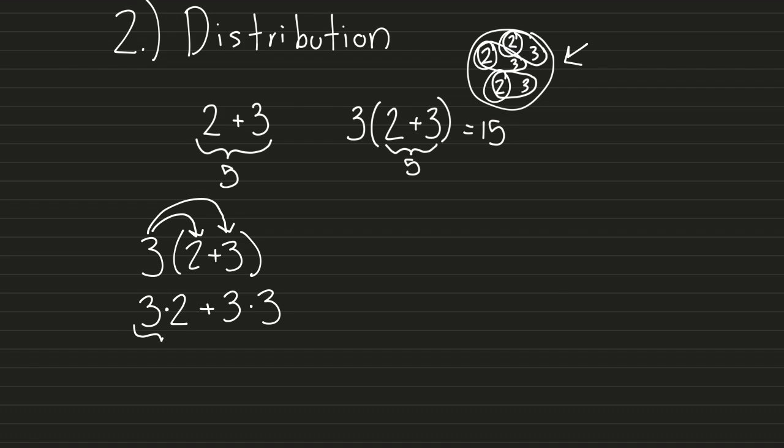So let's see what we get. 3 times 2, I know that that one is 6. 3 times 3, I know that that one is 9. And then 6 plus 9, well, hey, look at that. It brings us right back to 15.